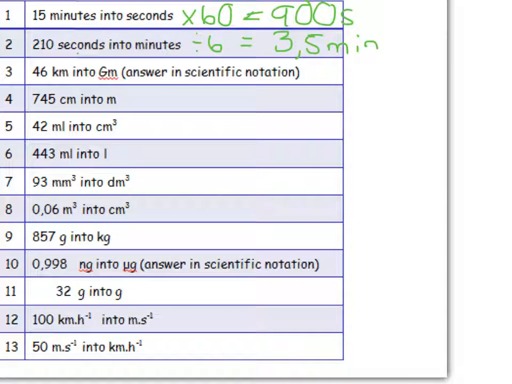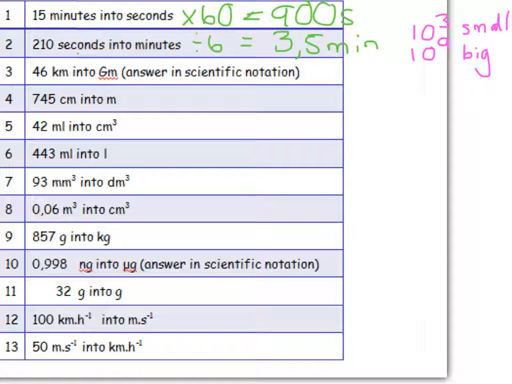Now it gets a little bit more tricky. If I'm going from kilometers into gigameters, I need to consider what is kilo and what is giga. Now kilo is 10 to the power of 3 and giga is 10 to the power of 9. That means that 1 gigameter is big when compared with 1 kilometer, which is small.